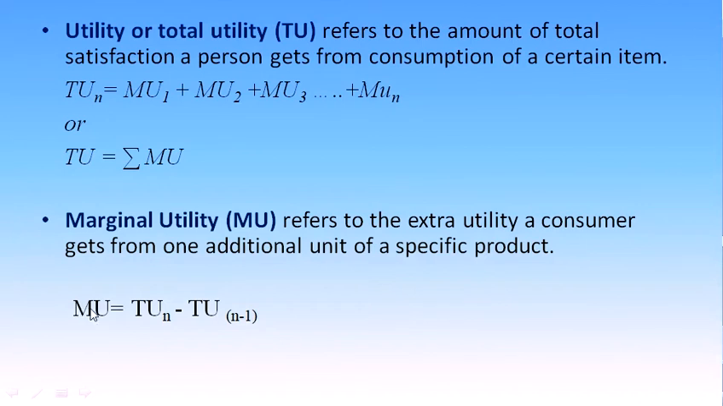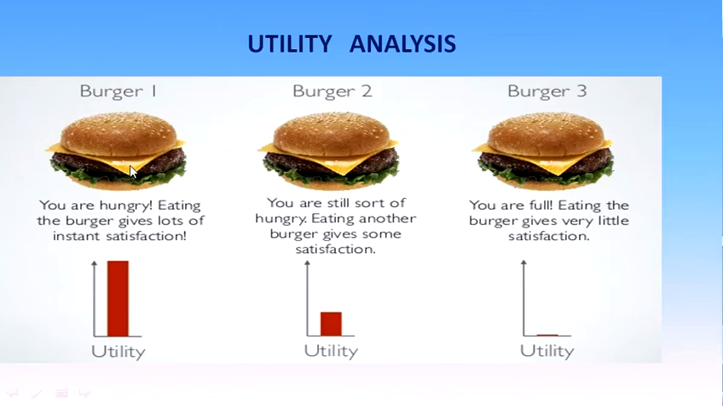And how is MU calculated? MU is calculated by subtracting TU of n minus 1 from TU of n. You will understand this better when we solve it. Basically, here we can see the concept of utility can be understood with the help of this example. Here you can see the consumer is consuming the first burger.